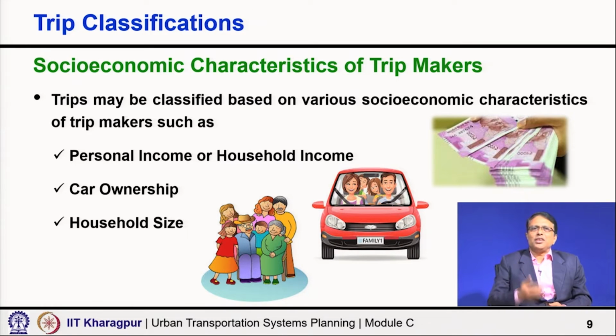So, the trips may be classified in terms of personal income or household income, maybe car ownership. We want to know car owners and others, those who do not have a car. Maybe I can classify trips based on household size. I discussed this to some extent earlier also. So, I can look at the trips from the socio-economic characteristics of trip makers: how different socio-economic segments are making trips, car owner, non-car owner, high income, low income, and so on and so forth.